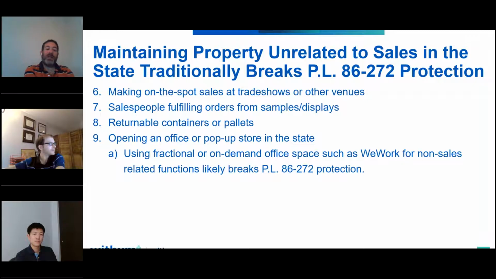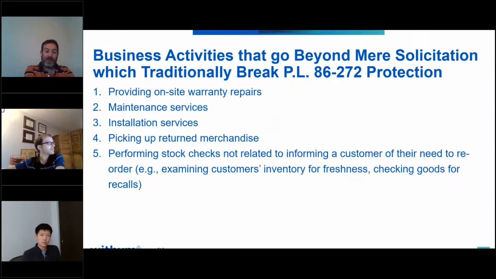So again, opening an office or setting up a pop-up store in the state. You think about all the pop-up sales that happen nowadays, that ends 86272. And again, we work in fractional, on-demand office space arrangements like WeWork. Those didn't exist in 1959. And again, using those sorts of services for non-sales functions likely breaks 86272 protection. Moving right along.